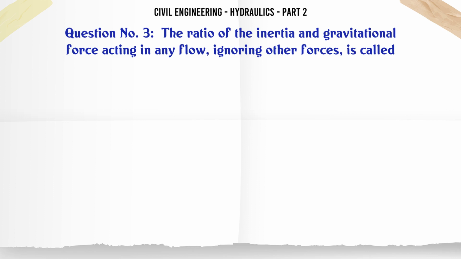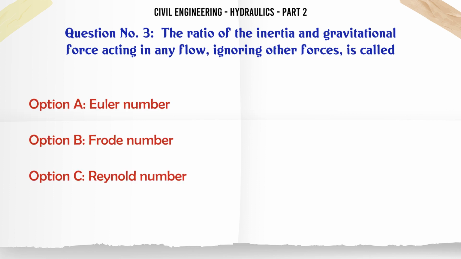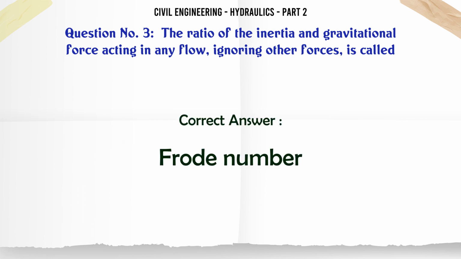The ratio of the inertia and gravitational force acting in any flow, ignoring other forces, is called A. Euler number, B. Froude number, C. Reynolds number, D. Weber number. The correct answer is Froude number.